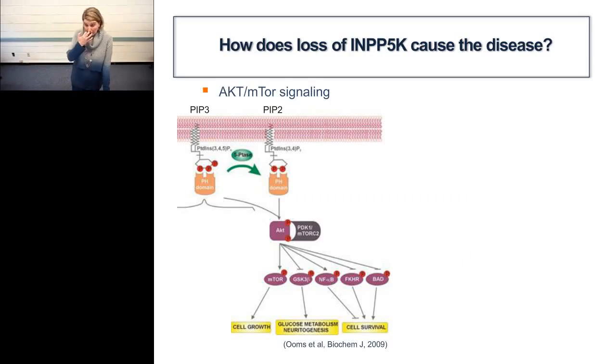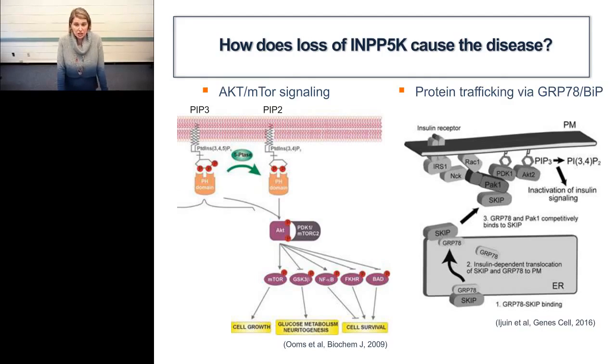So what we really want to find out now is how does loss of IMPP5K cause the disease? We know that it's important for AKT-mTOR signaling in the muscle, so that could also be important for the brain, as AKT and mTOR have been involved in multiple neurodevelopmental disorders and definitely cause cognitive deficits.